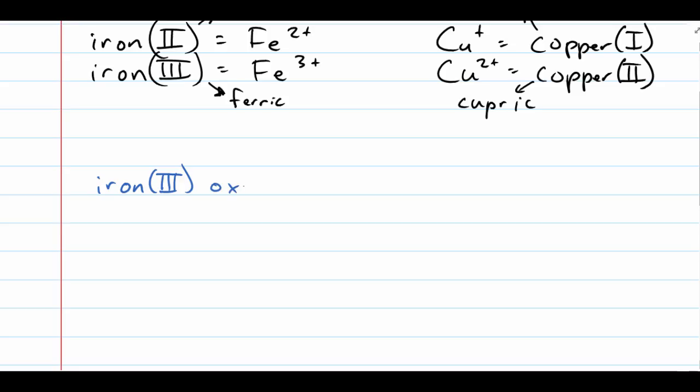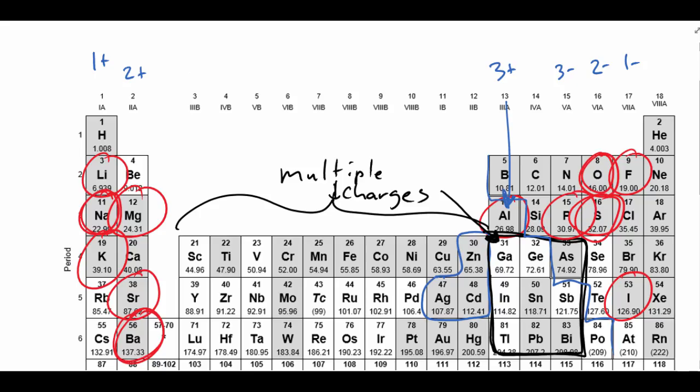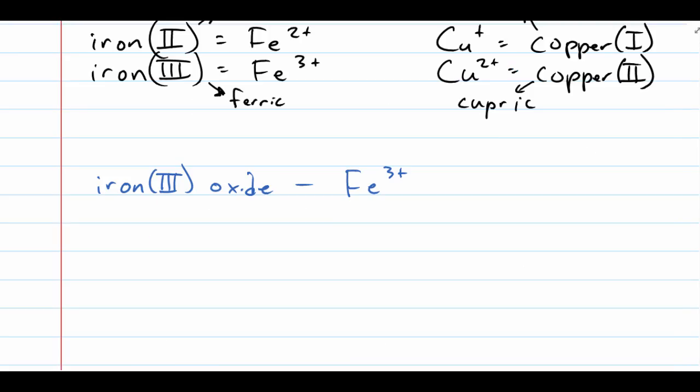And we wanted to write its formula. To write the formula of iron 3 oxide, we look at the Roman numeral. This Roman numeral tells us that the charge on the iron is going to be 3 positive. Oxide, based on its position in the periodic table, is going to have a charge of how much? 2 negative. So I put an oxygen with the 2 negative.